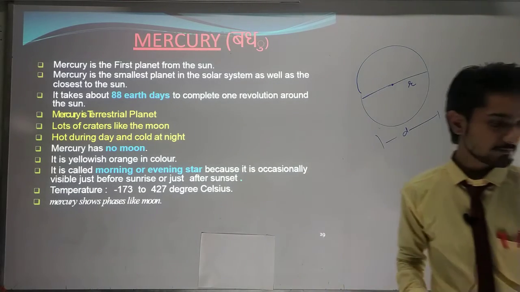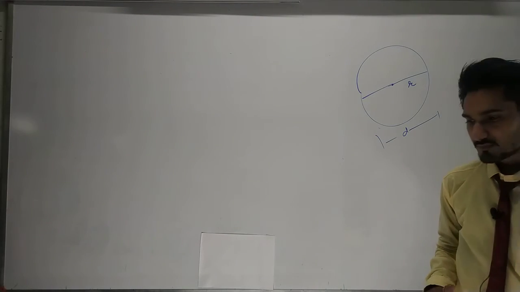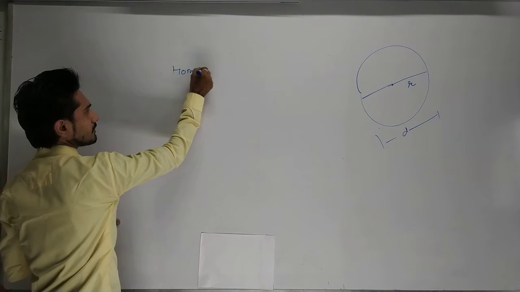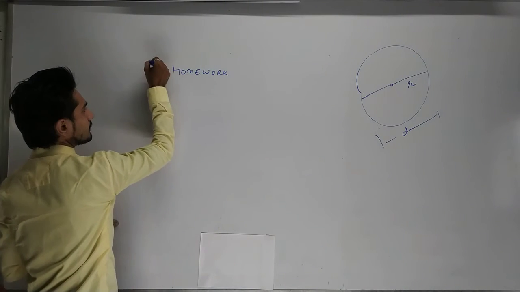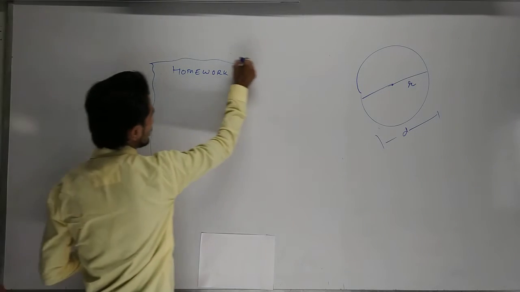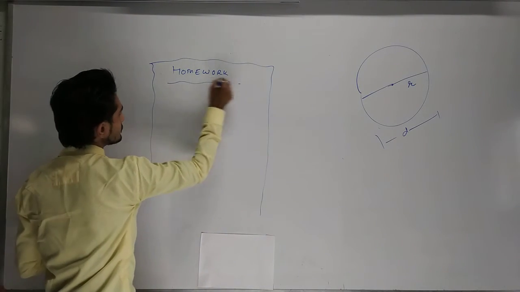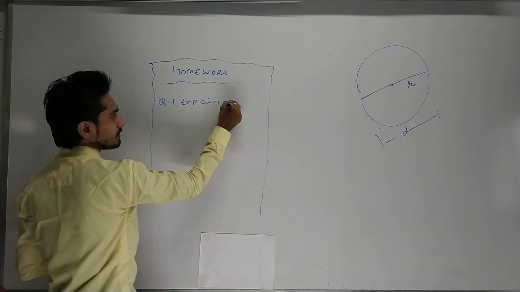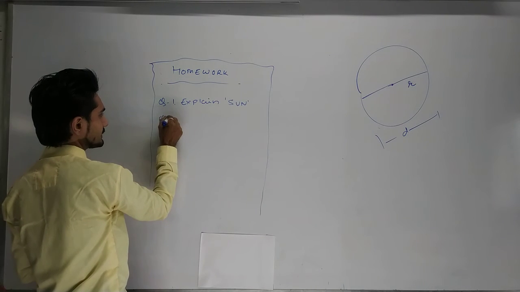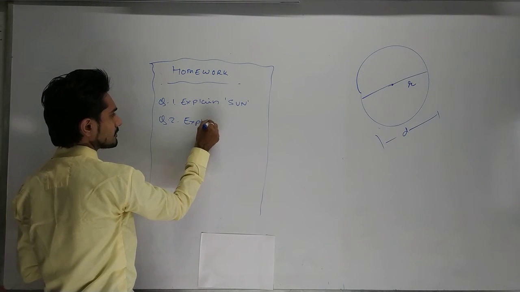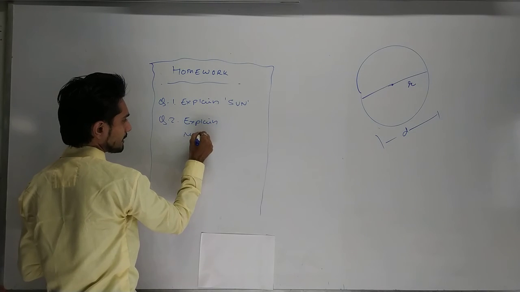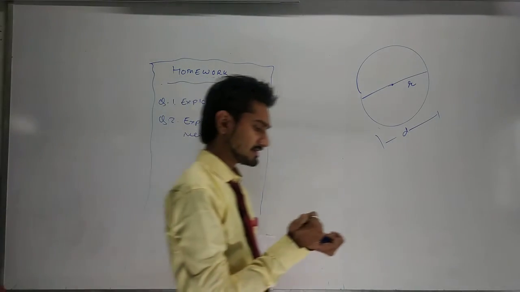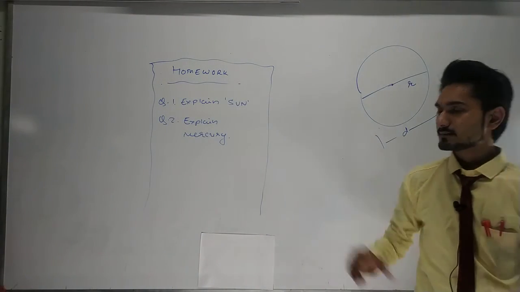In today's homework, I am going to write today's homework, otherwise you will ask me what the homework is. In today's homework you have to write: explain the sun, and explain Mercury. It means you can write a short note regarding the sun and a short note regarding Mercury.